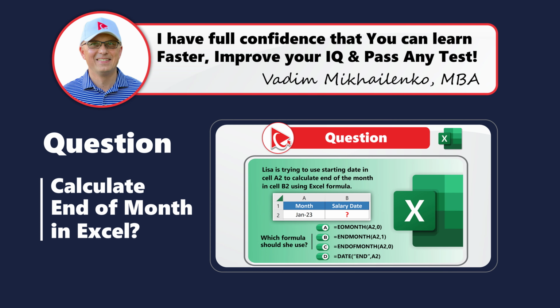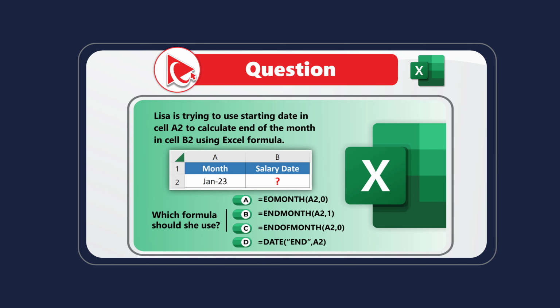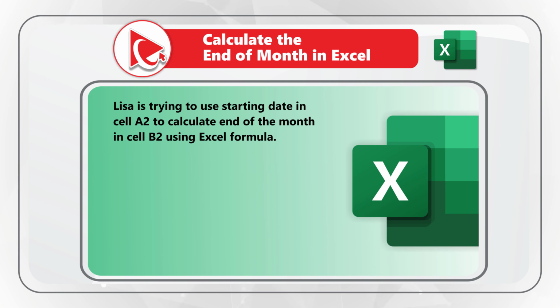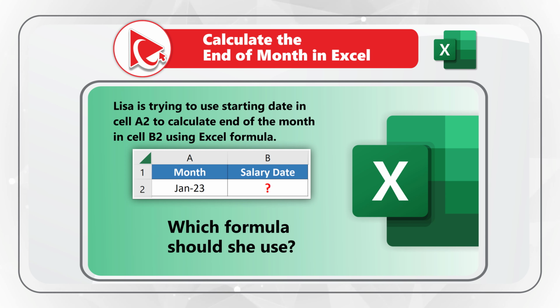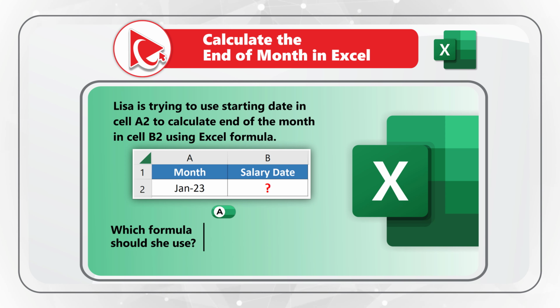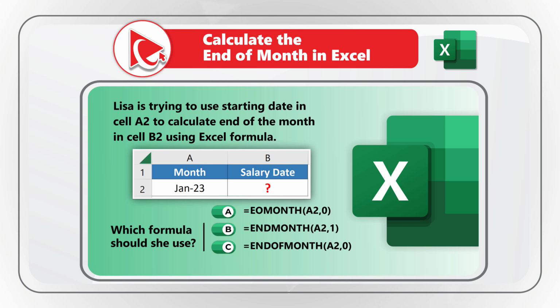Here's a wonderful question to test your knowledge of Excel formulas. Lisa is trying to use starting date in cell A2 to calculate end of the months in cell B2 using Excel formula. Which formula should she use? And she is presented with 4 different choices. Choice A, EOMONTH, and then in parentheses, A2, 0. Choice B, end month, and then in parentheses, A2, 1. Choice C, end of month, and then in parentheses, A2, 0. And last but not least, choice D, date, and then in parentheses, and in quotes, A2.